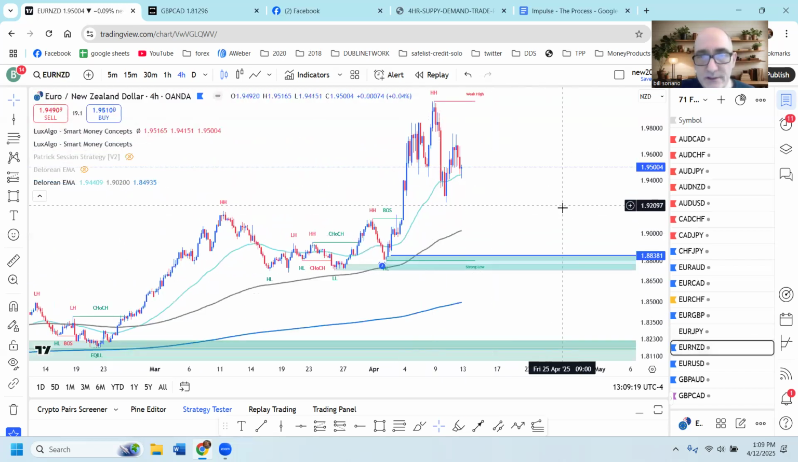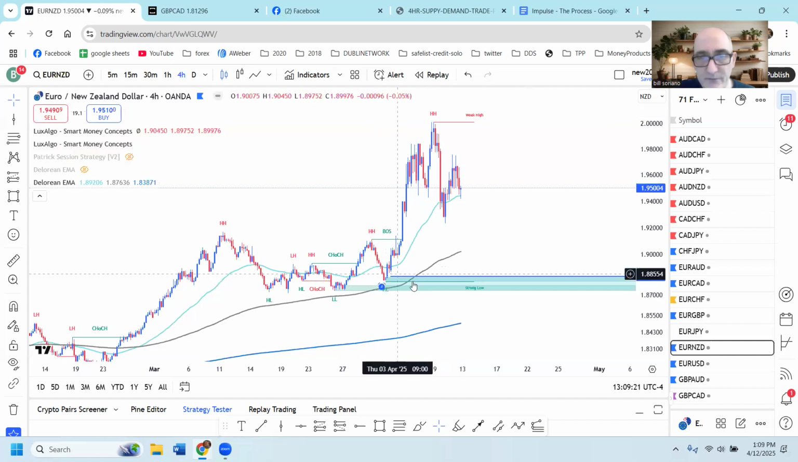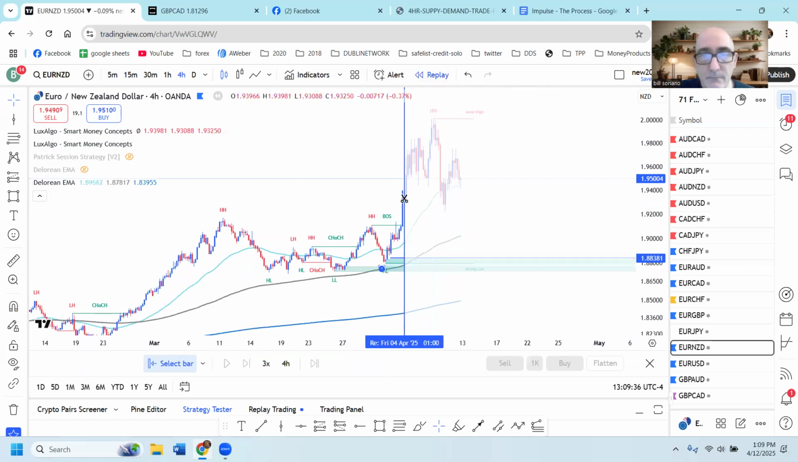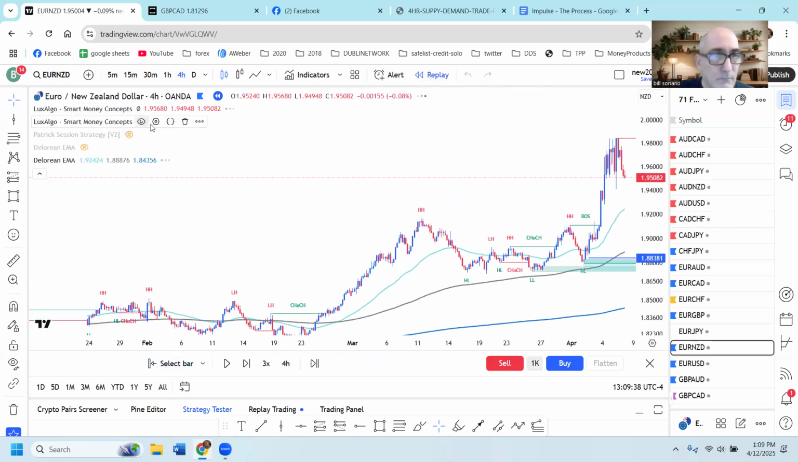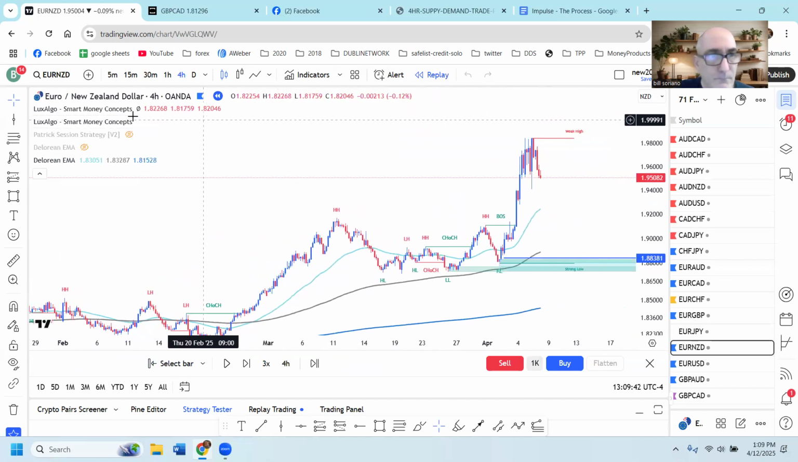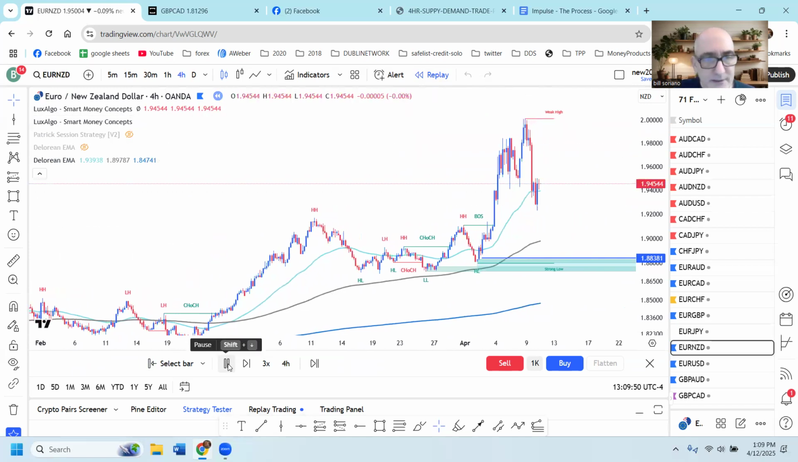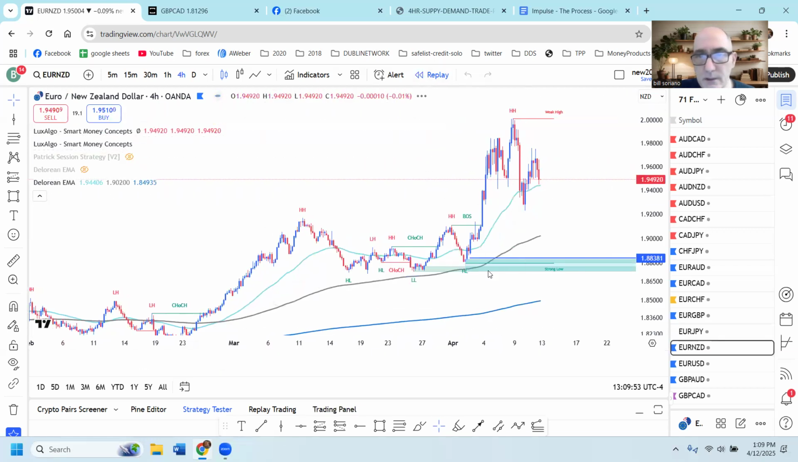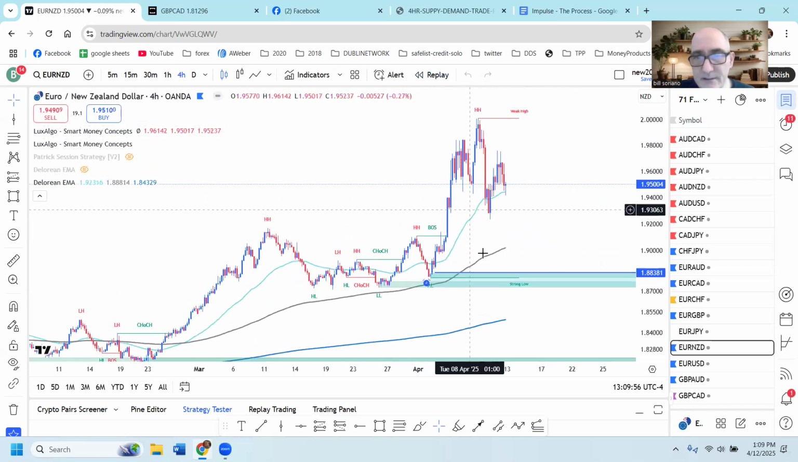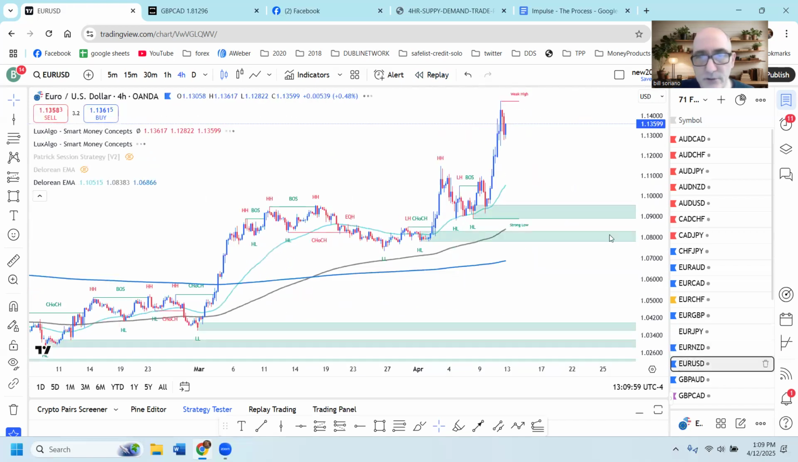EUR NZD, this one is obviously bullish. And again, we have this demand zone down here, right? We did move higher, but the indicator may have given us a new demand zone here, but price then went right through it. So let's just look at the replay to see. Just play this forward here. Price goes higher, but it never gave us a new demand zone. I just wanted to see if it did, but it didn't. So this is the demand zone down here.